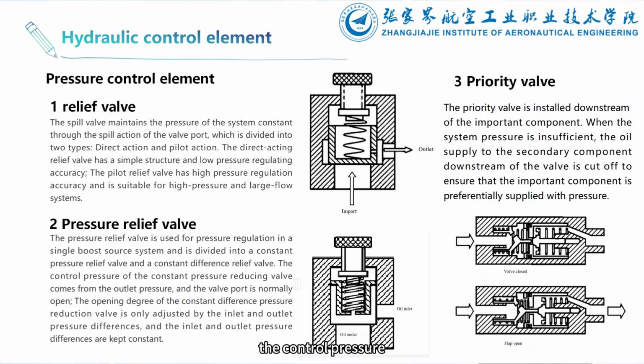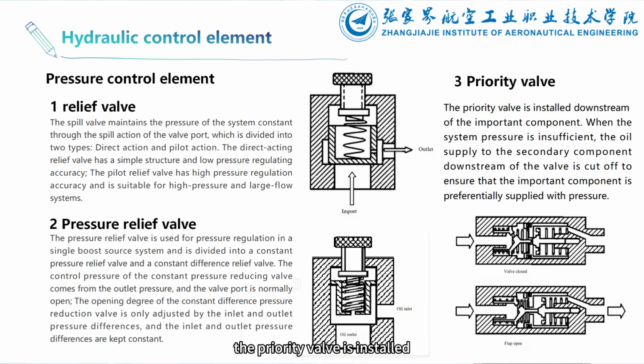The control pressure of the constant pressure reducing valve comes from the outlet pressure, and the valve port is normally open. The opening degree of the constant difference pressure reducing valve is only adjusted by the inlet and outlet pressure differences, and the inlet and outlet pressure differences are kept constant.